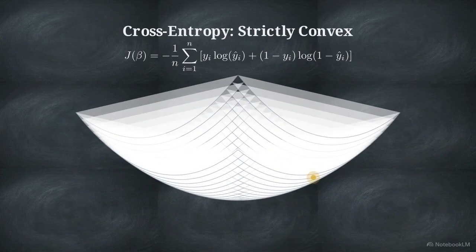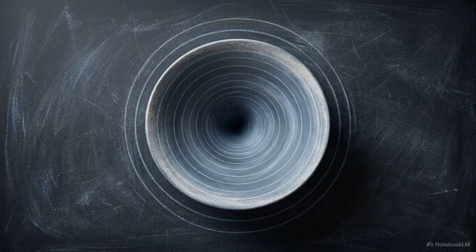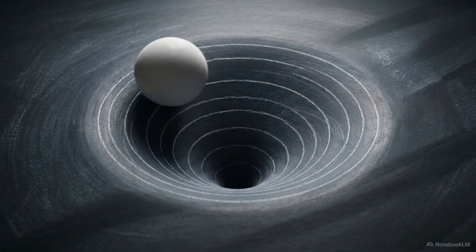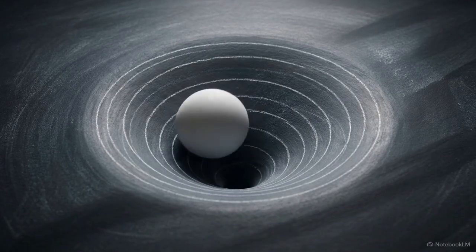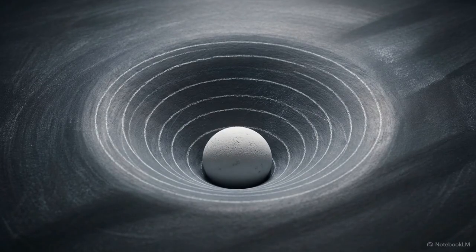By taking the negative log likelihood of the Bernoulli distribution, we generate the cross-entropy loss function. This results in a smooth parabolic bowl. The Hessian matrix of this function is positive semi-definite, ensuring the search space remains strictly convex. The cross-entropy loss function replaces a non-convex surface with a parabolic space that mathematically guarantees a unique global minimum.